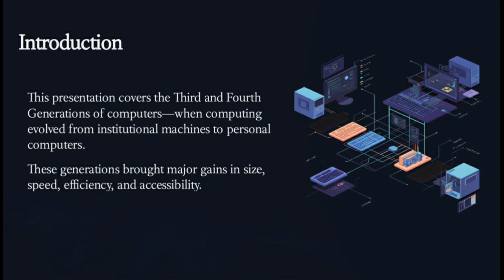Now, in terms of size, computers became smaller. And in terms of speed, they could process information much faster. They also became more efficient and reliable while becoming more accessible and affordable to a greater number of people. Now, please bear with us as my group mates will discuss the major developments and innovations that happened during the third and fourth generations of computers.